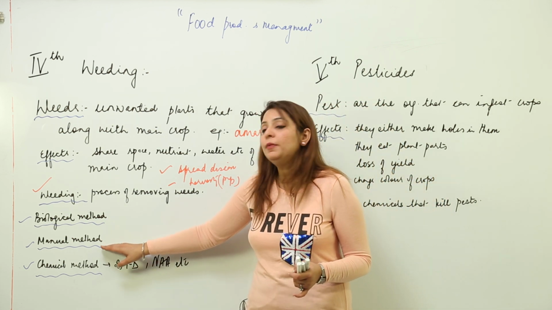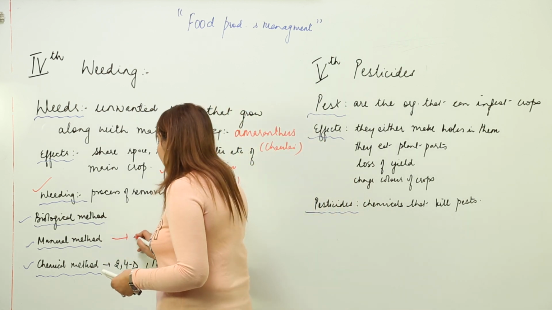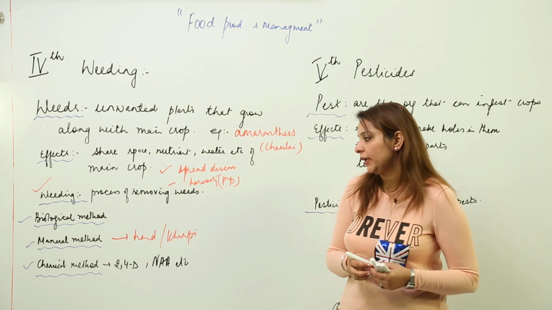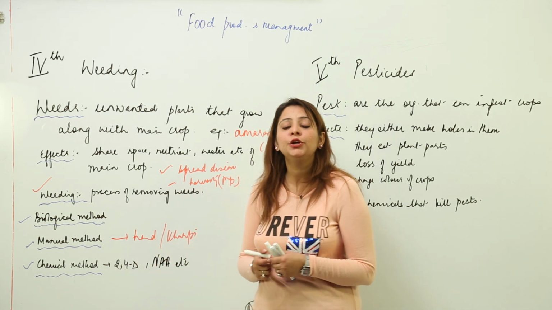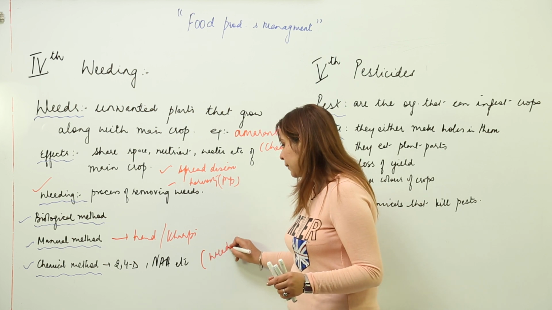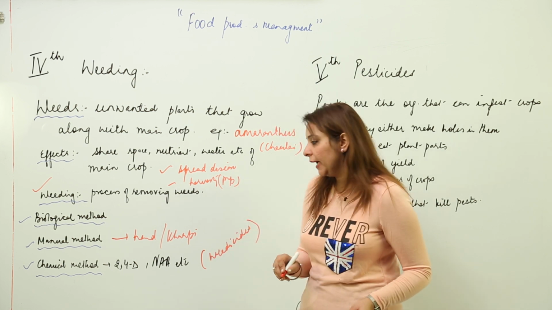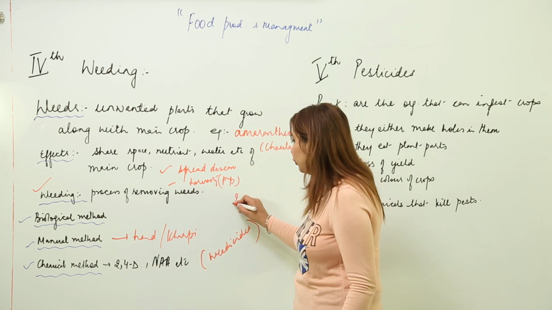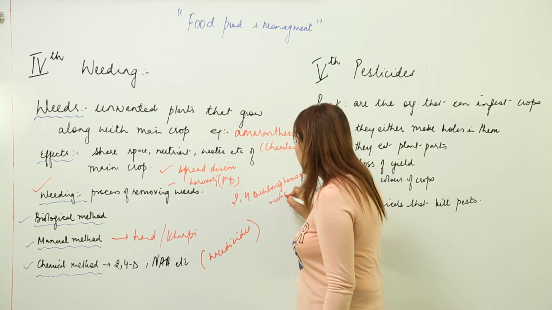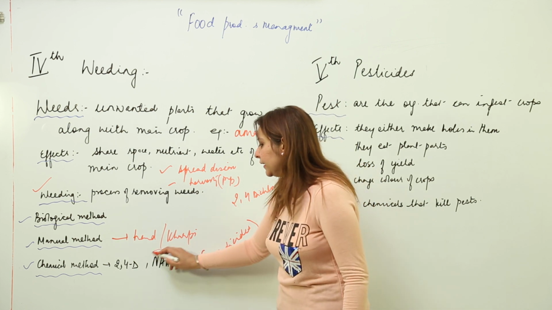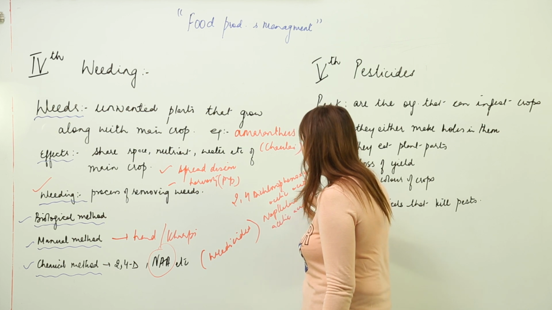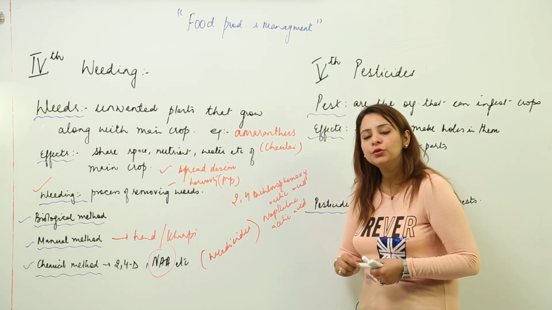Second is the manual method, that is with the help of hand or with the help of a khurpi, we can just pluck them up, we can just remove the weeds. Third is the chemical method, in which we make use of certain chemicals meant for this purpose, which remove weeds, and those chemicals are called weedicides. Like we have 2,4-D, the full name for 2,4-D is 2,4-dichlorophenoxyacetic acid. Next is NAA, it is naphthalene acetic acid. These are the commonly used weedicides which we actually use to remove weeds.